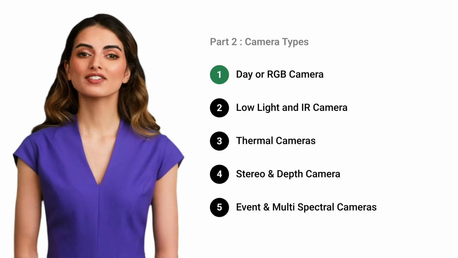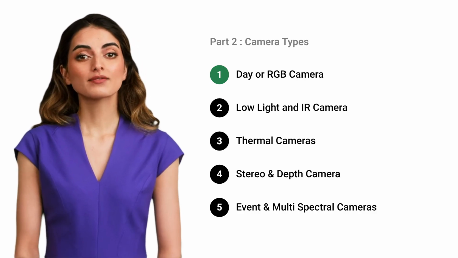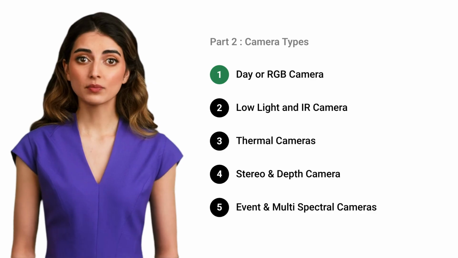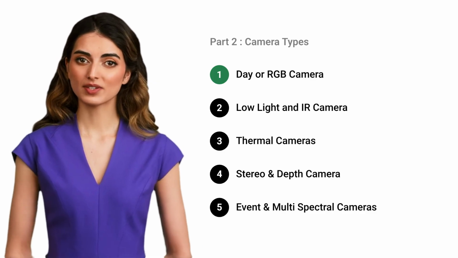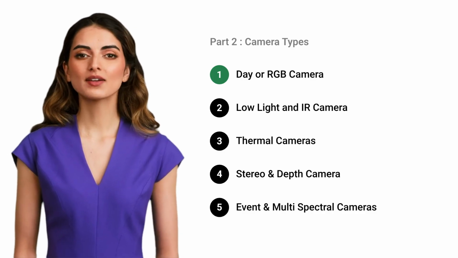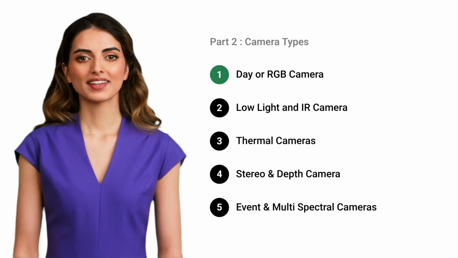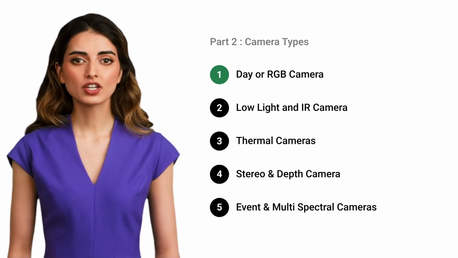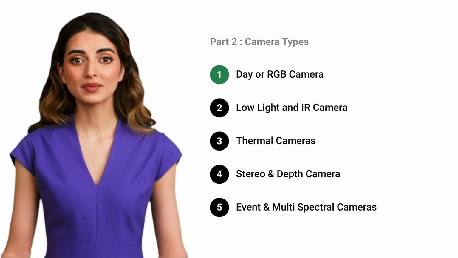Let's take a quick look at our agenda. We have now completed our introduction to day or RGB cameras and understood how they support color imaging, navigation, and observation. Let us now move to the next topic, low light and infrared cameras. These cameras help a UGV operate when visible light is limited, especially during dusk, nighttime, and poorly illuminated missions.